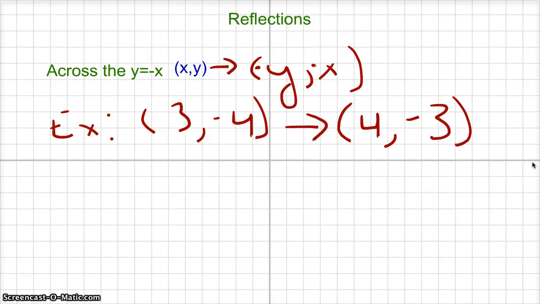Alright, that's the main part with reflections. Talk about rotations next.